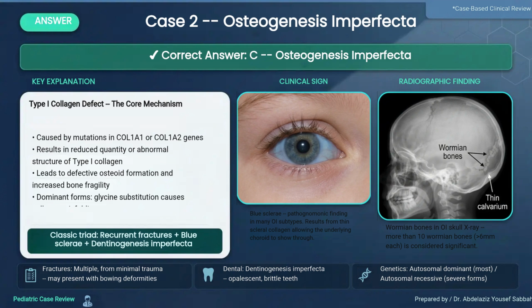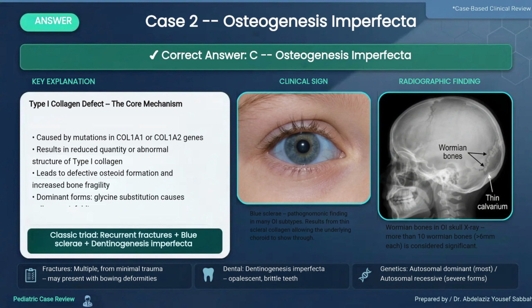The classic triad of recurrent fractures from minimal trauma, blue sclerae, and dentinogenesis imperfecta points clearly to osteogenesis imperfecta. This condition results from mutations in the COL1A1 or COL1A2 genes, leading to defective type 1 collagen production. Blue sclerae occur because thin scleral collagen allows the underlying choroid vasculature to show through. Dentinogenesis imperfecta produces opalescent, brittle teeth due to defective dentin matrix.